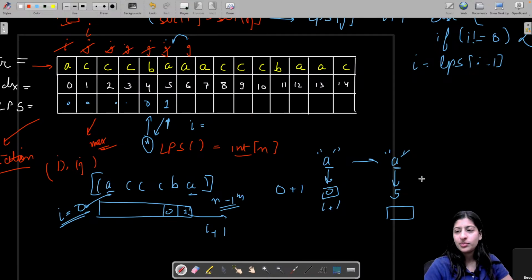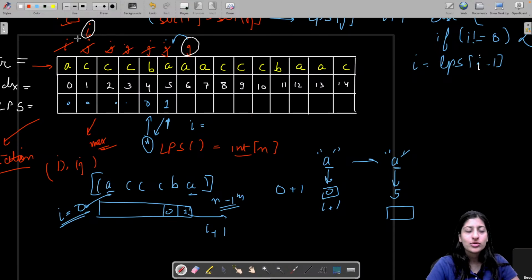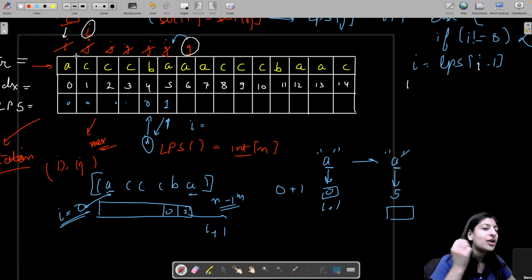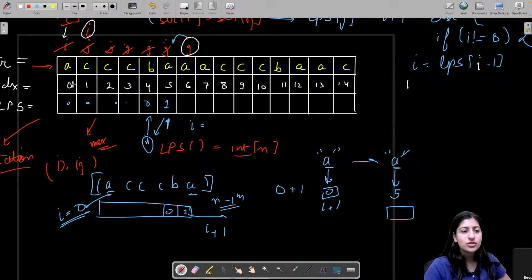LPS of i should be equal to LPS of i minus 1. Reason being, your i is at this index, it's non-zero. So that means there is a mismatch at i equal to 1 and j equal to 6. When we found a mismatch and i is not equal to 0, that means the previous index was a match, right? So what is that index? That is 0, right? So you will move your i to LPS of i minus 1 so that you can start over your comparison. And let's suppose this i minus 1, right now it is 0.